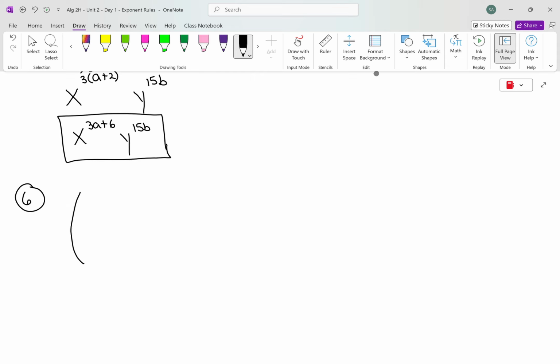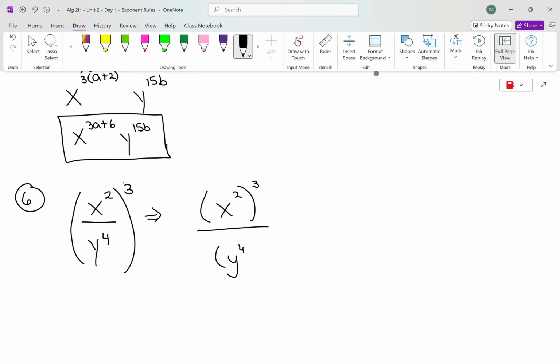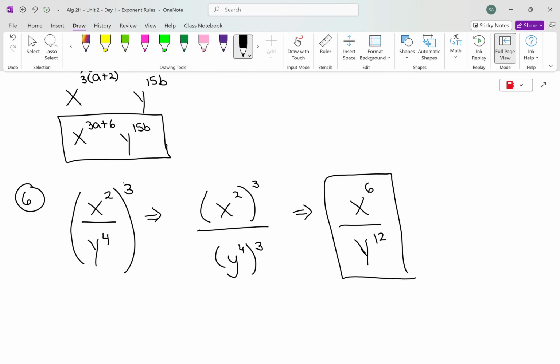So for number 6, let's say I have x to the second over y to the fourth raised to the third power. This is going to be x to the second raised to the third power and y to the fourth raised to the third power. What's x to the second raised to the third power? X to the 6th. What's y to the fourth raised to the third power? Y to the 12th.